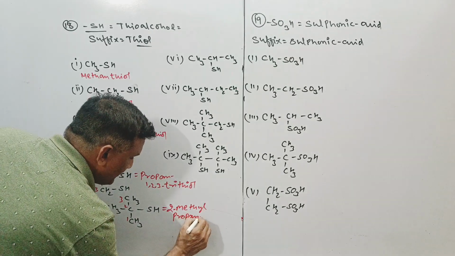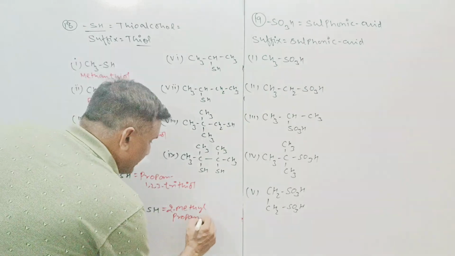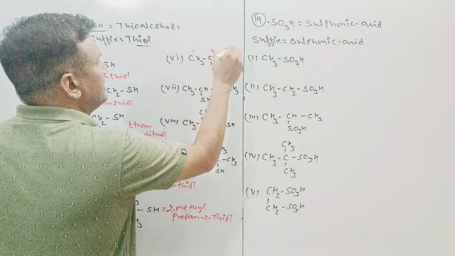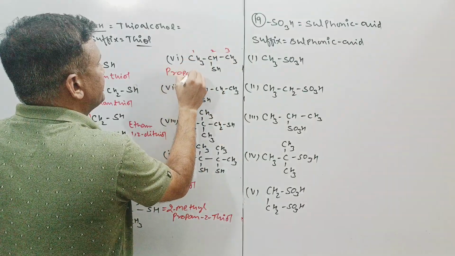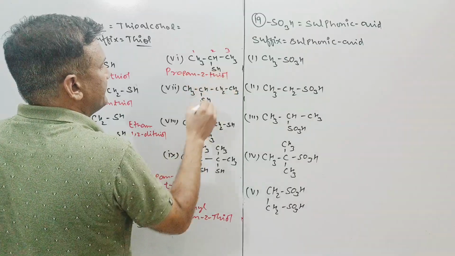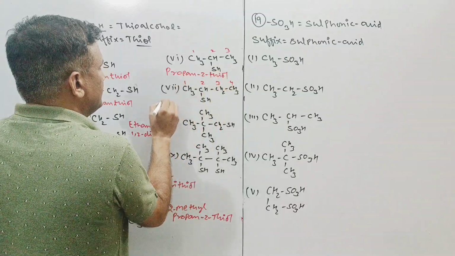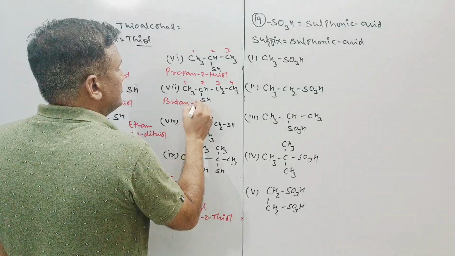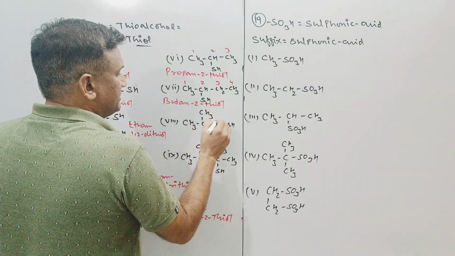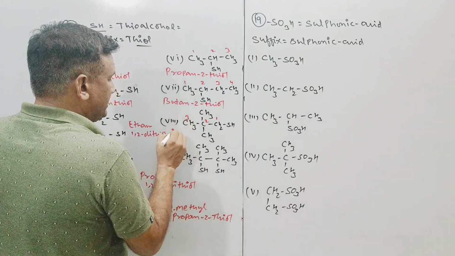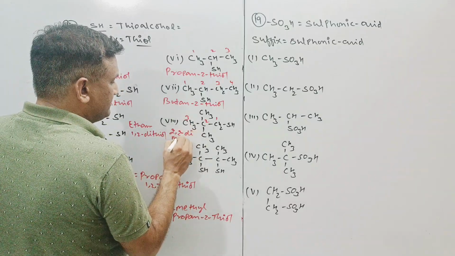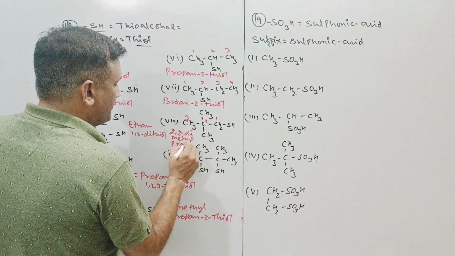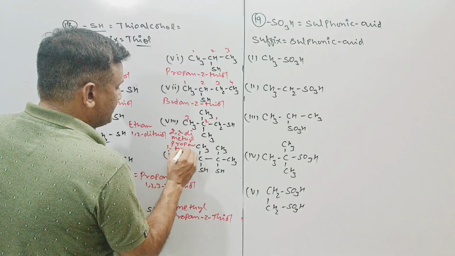propane, 2-methyl propane 2-thiol. For this it will be 1, 2, 3. There are 3 carbon atoms in the chain, so propane 2-thiol. This is 1, 2, 3 and 4. There are 4 carbons in the chain, so it will be butane 2-thiol. For this it is 1, 2, 3. Over here 2,2-dimethyl. Here's propane 1-thiol, or propane thiol.